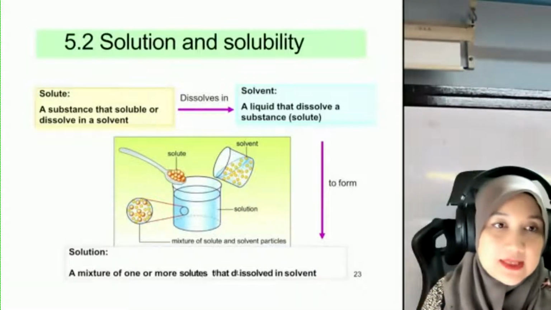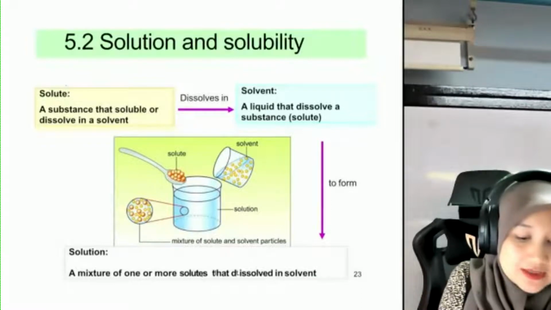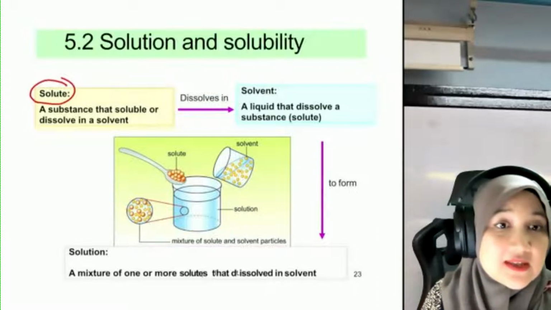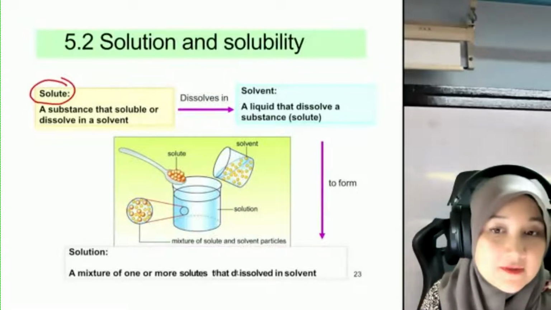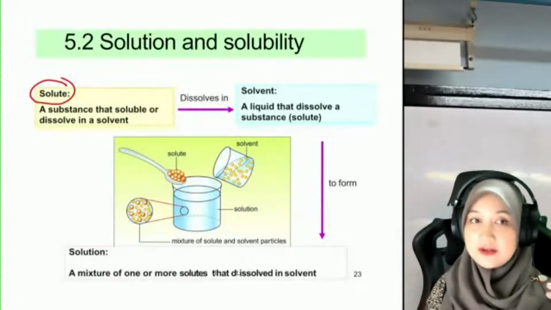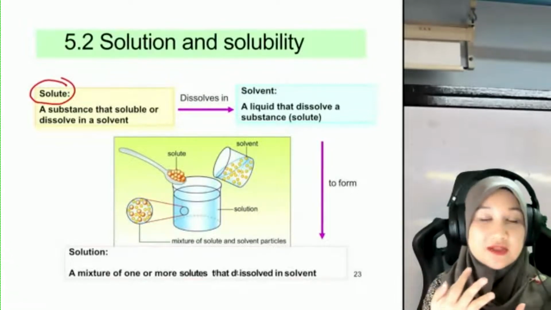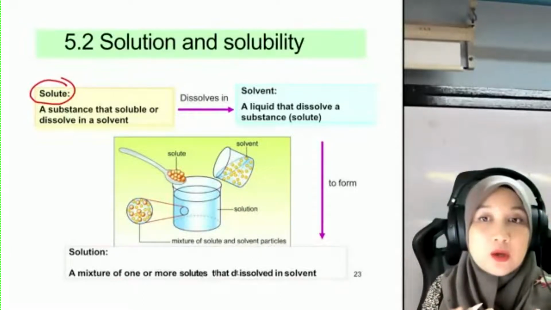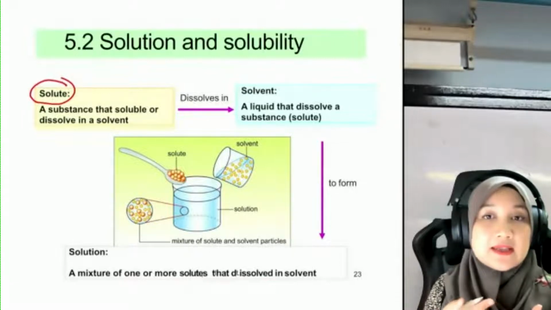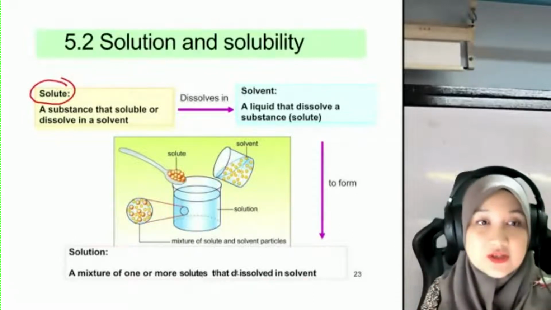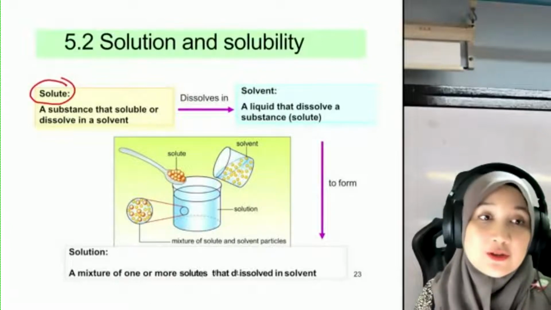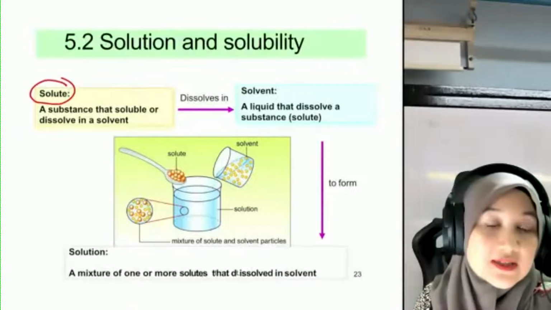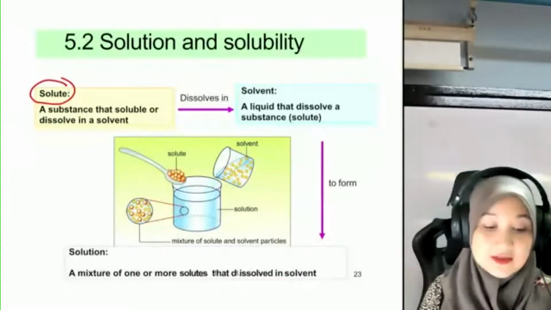Solution and solubility. What is meant by solute? Solute is a substance that is soluble or dissolved in a solvent. For example, in the videos I have seen, some of you used salt, some used sugar, or if you make a Milo drink, you can use Milo as the solute. So what is solute actually? Solute is a substance that is soluble or dissolved in a solvent.